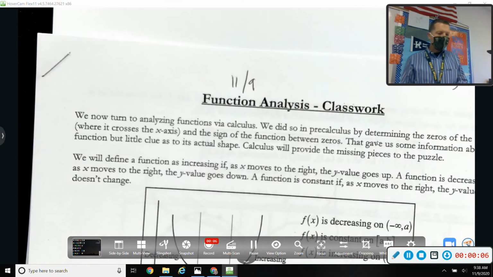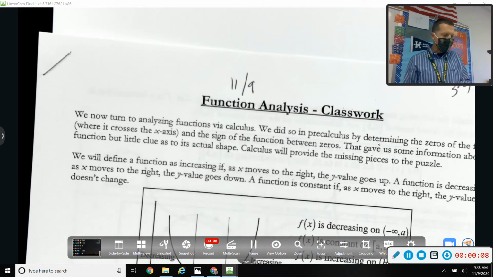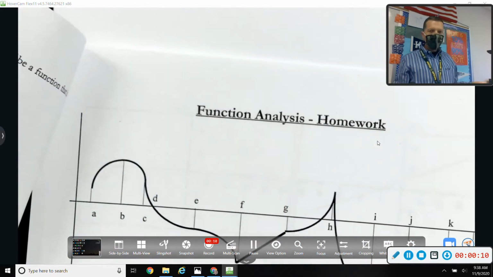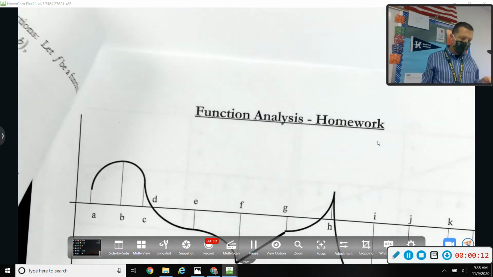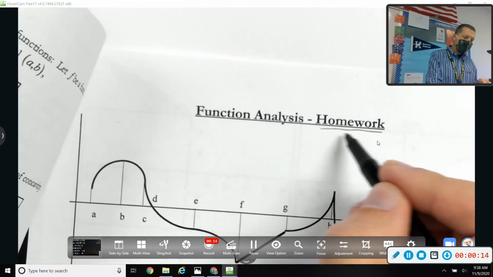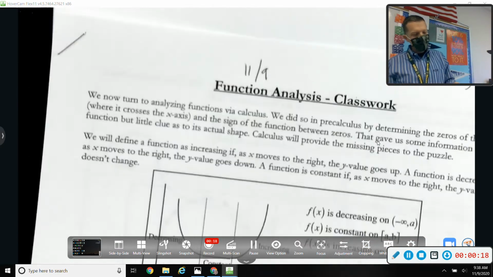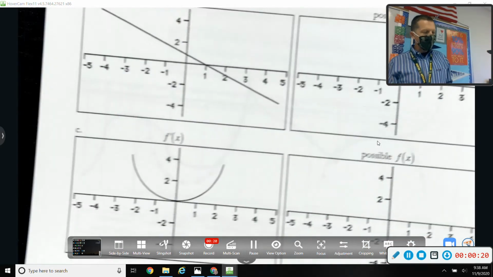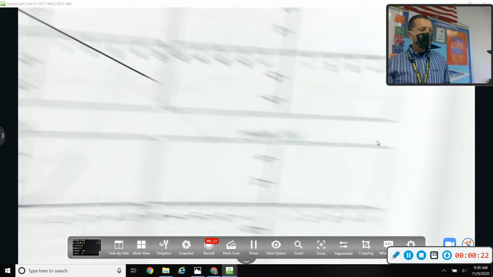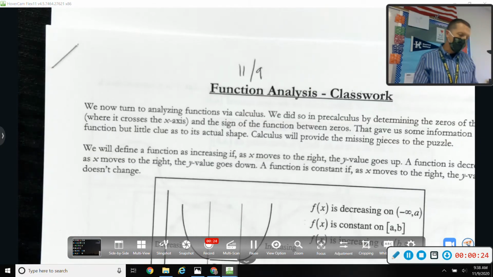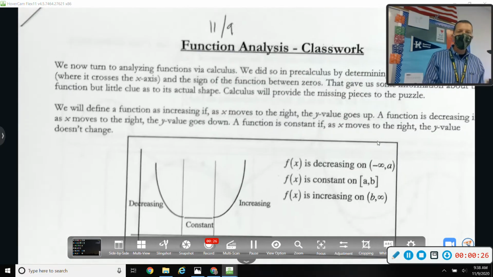Notes for 11.9. You can kind of see that it's split up into classwork and homework. But really, we're going to do not all, but a chunk of the homework part in class today. And then, like I said, you may have 3 or 4 of those graphs to finish for homework today. So we'll see. Maybe we'll get through more of it than we did last period.